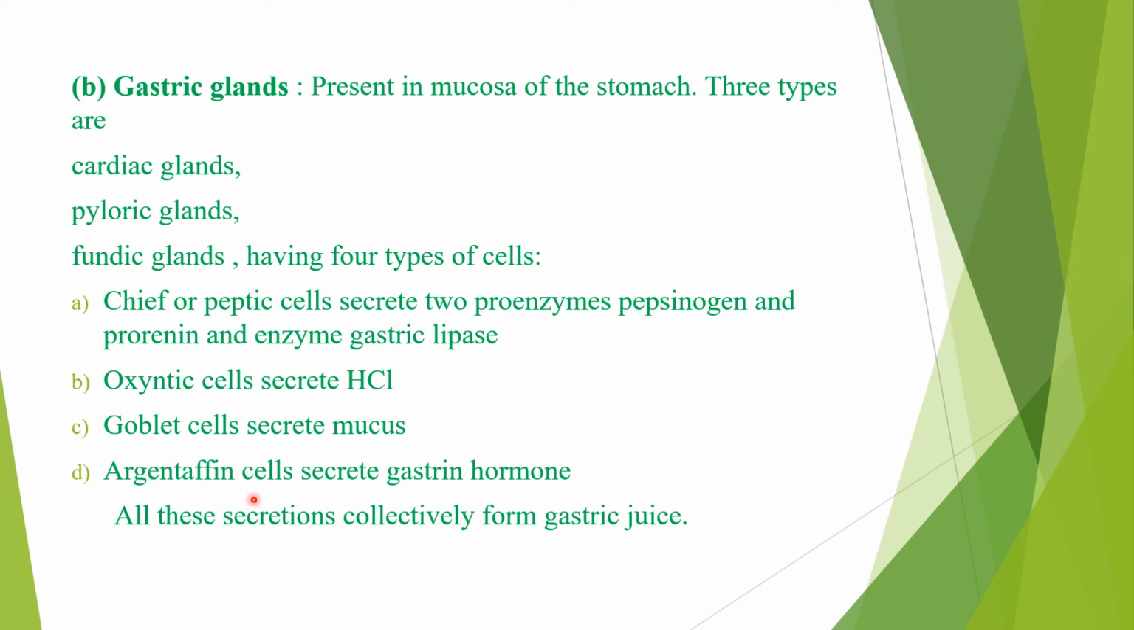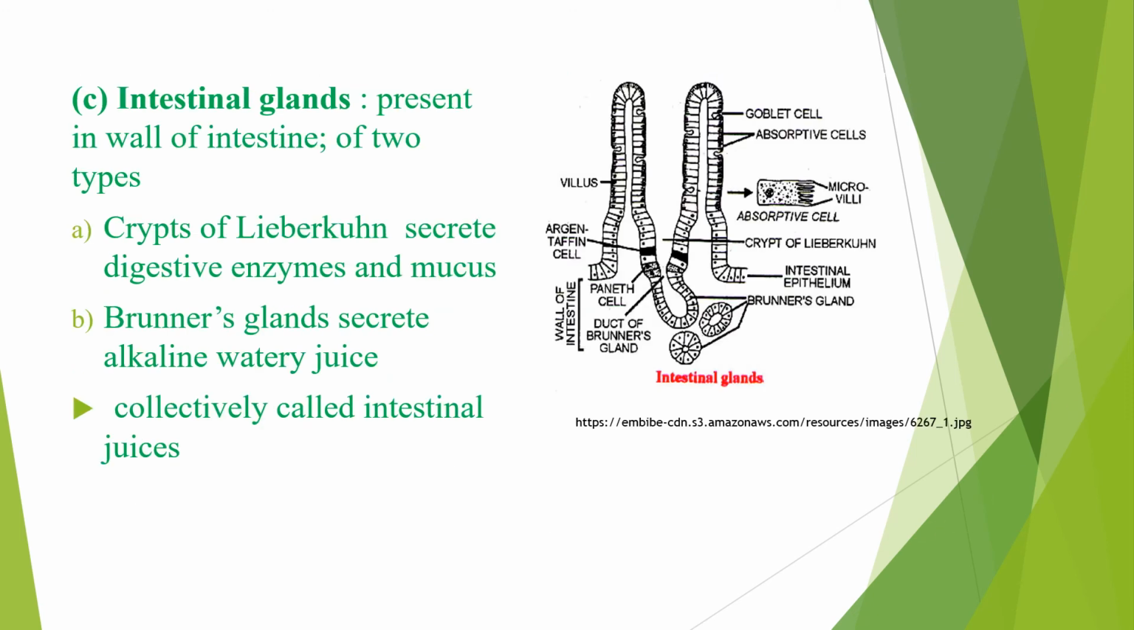And argentaffin cells are also present in the fundic part of the gastric gland. They secrete gastrin hormone. तो इन सभी का secretion जो इकट्ठे बनाता है gastric juice. Next is the intestinal glands.